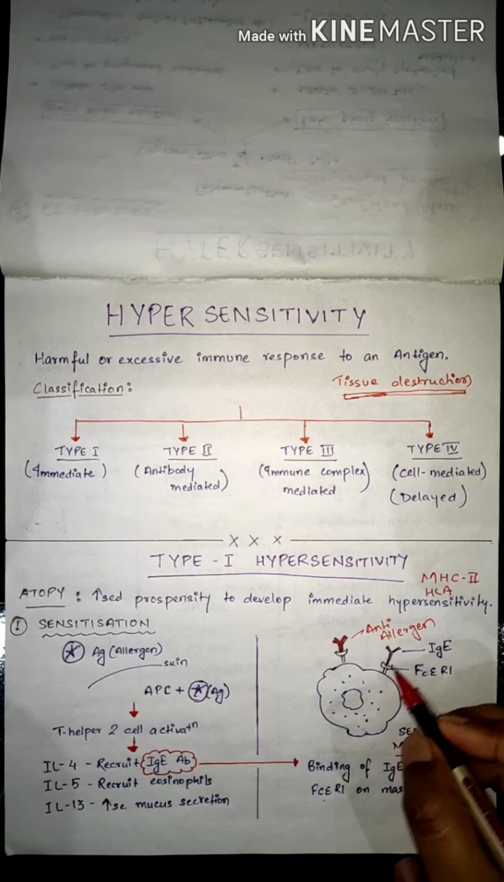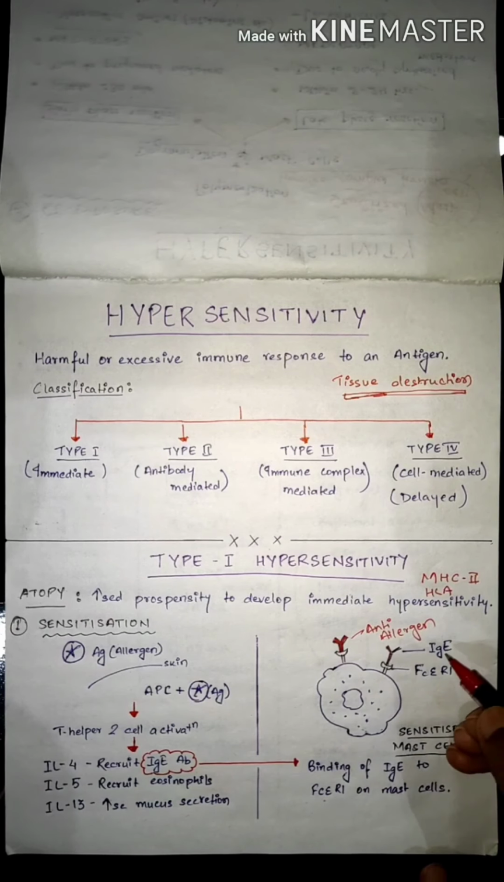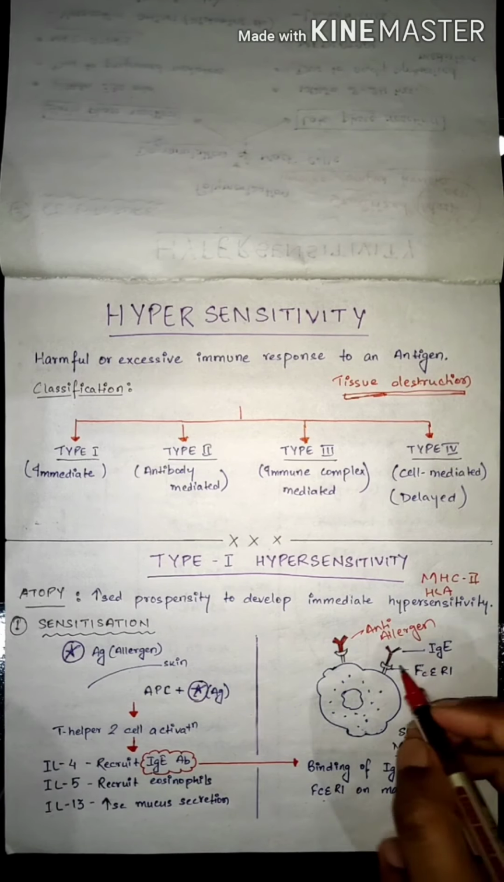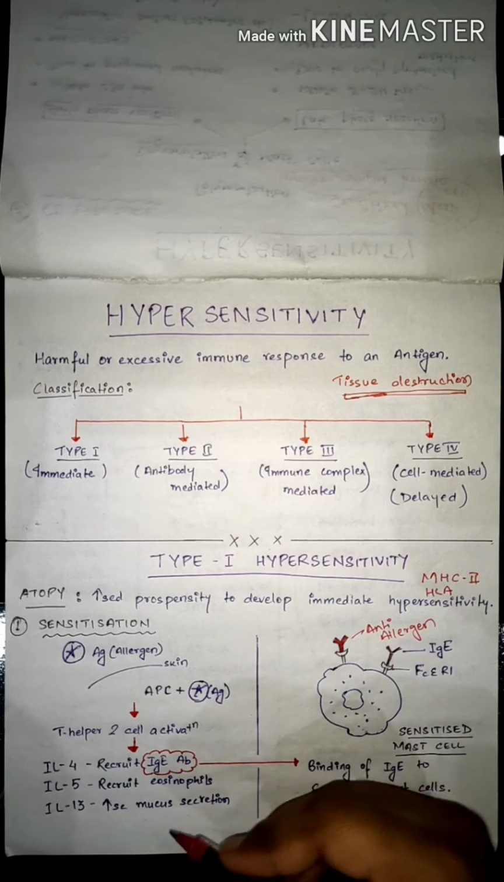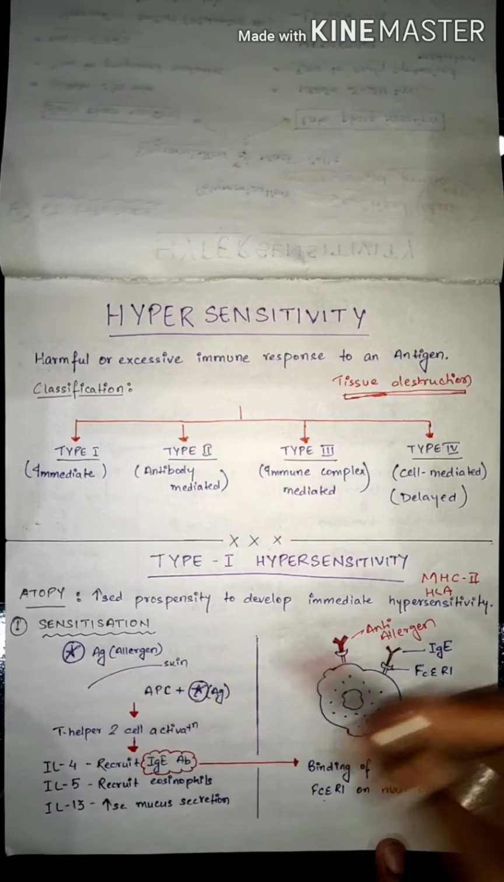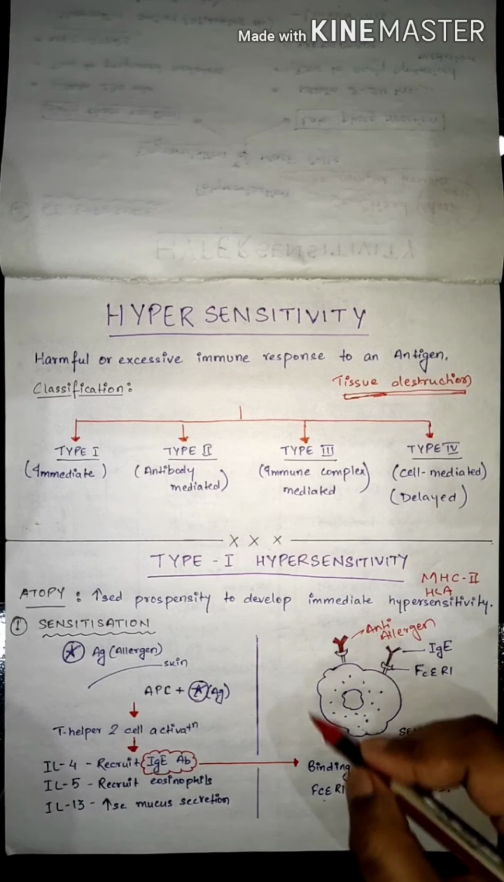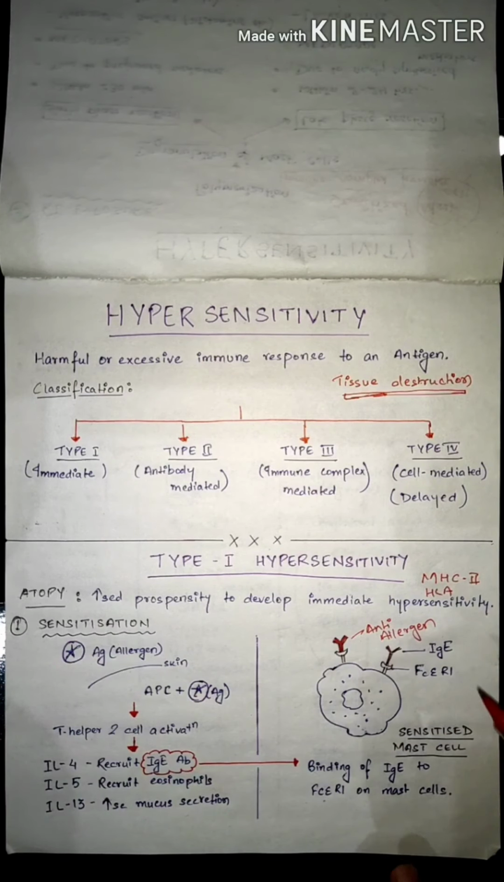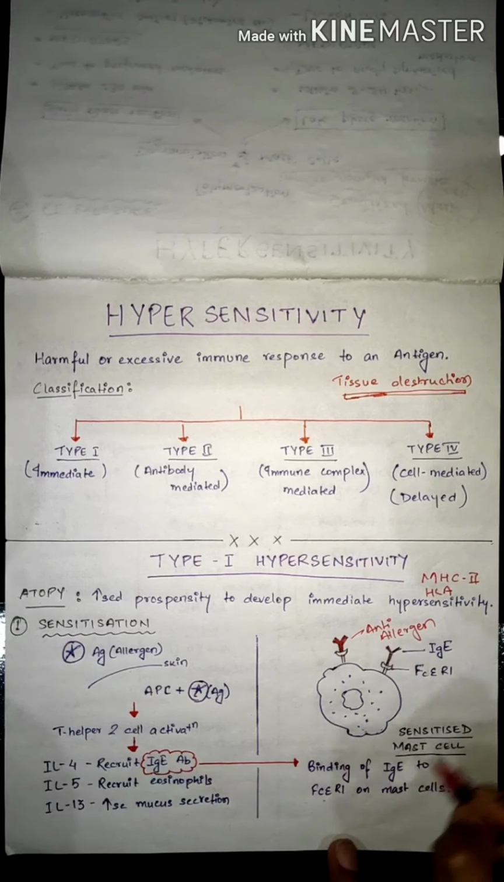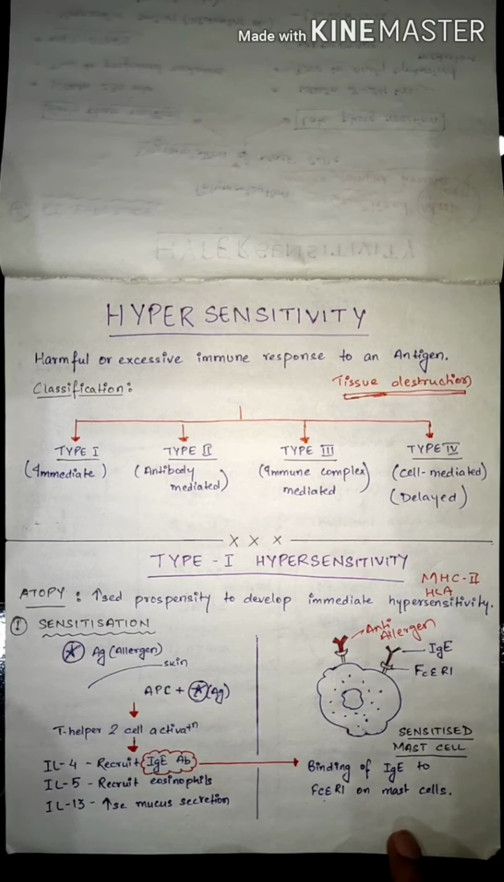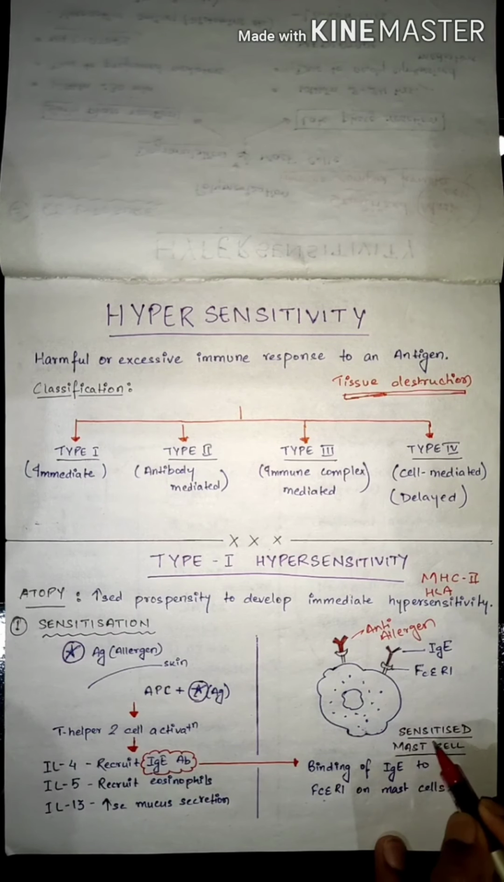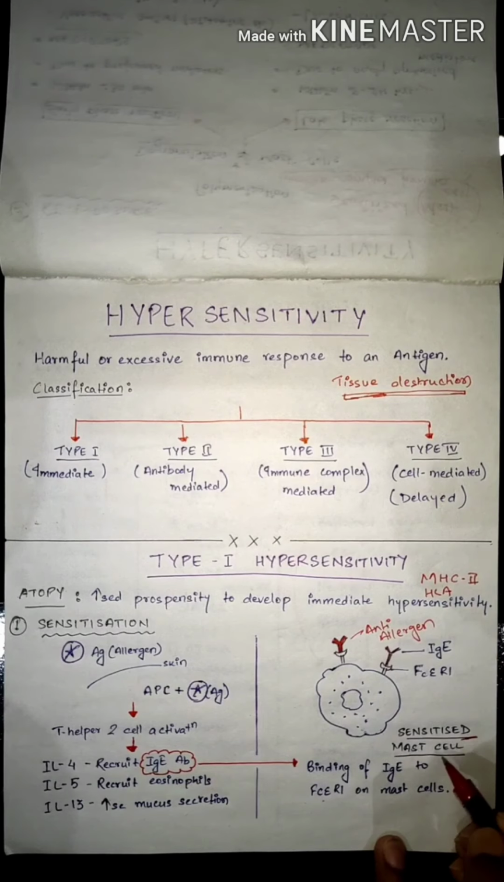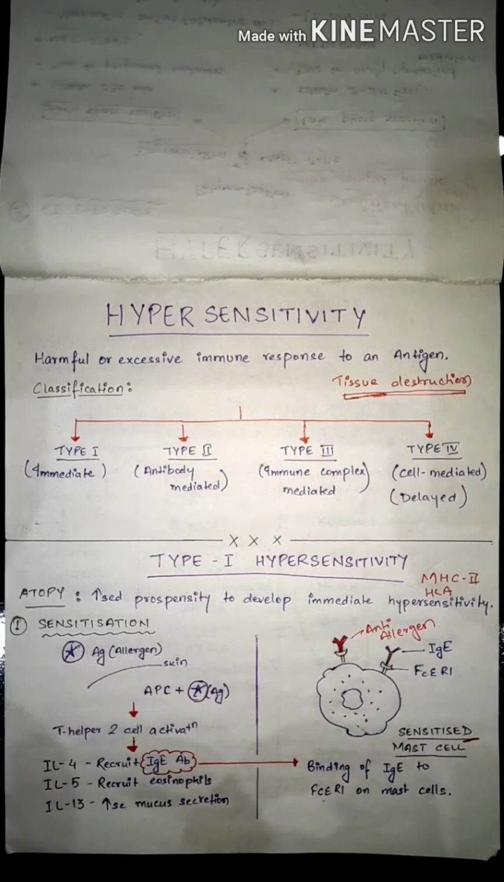They have Fc receptor which have an affinity towards IgE antibodies. So IgE antibodies that are produced against these antigens will go and bind with the Fc receptor present on the mast cell. And after this binding has taken place, this mast cell is now sensitized. So it is sensitized against this antigen. Now it will be known as sensitized mast cell.